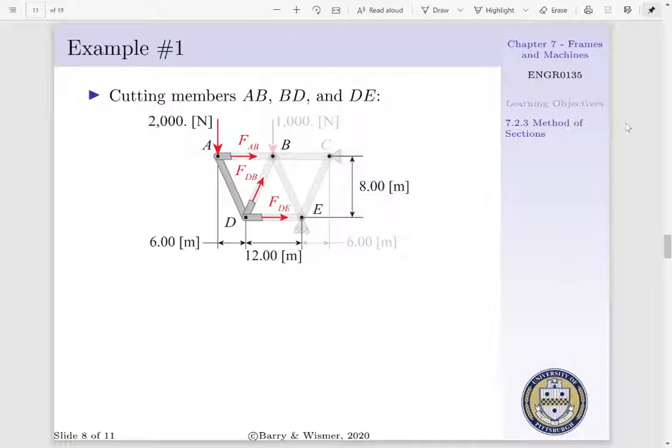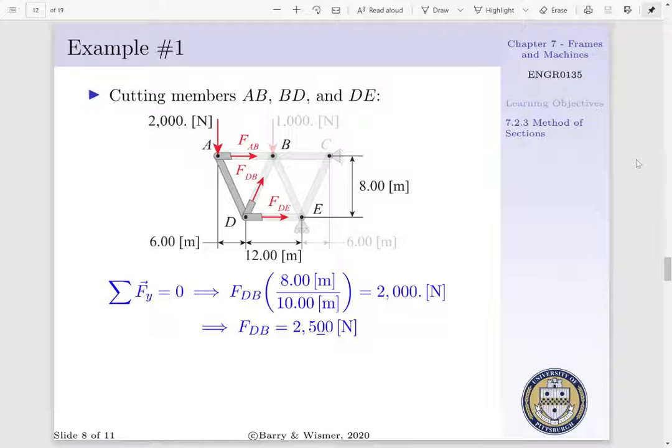We'll proceed through our system and we'll cut members AB, BD, and DE. It is okay if we cut the same member twice. We cannot have more than 3 unknowns at a time. So, conceivably, we could cut 4 or 5 members if we knew 1 or 2 of the internal reactionary forces.